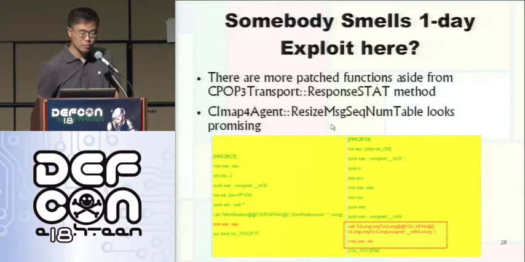Here, resize message sequence number table is fixing the same problem. The old one was just calling the memory allocation routine, but the patched one was calling ulong to ulong, just as they fixed the other integer overflow. So it looks like whenever they find some integer overflow from their module, they are fixing the same kind of problem from other code parts.